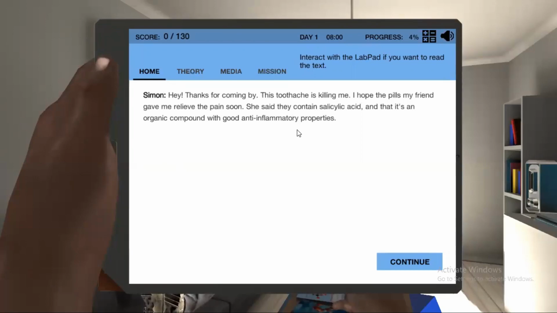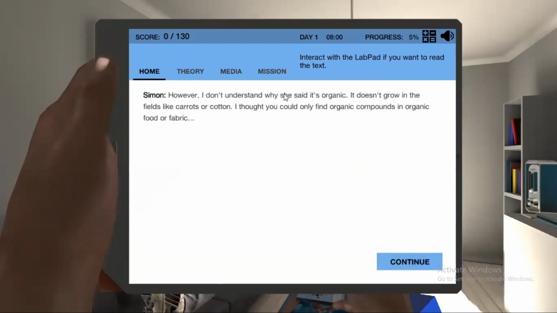She said they contain salicylic acid, and that it's an organic compound with good anti-inflammatory properties. However, I don't understand why she said it's organic. It doesn't grow in the fields like carrots or cotton. I thought you could only find organic compounds in organic food or fabric.